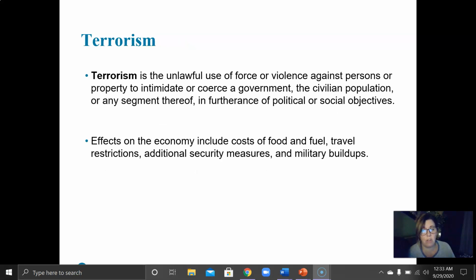Terrorism is the unlawful use of force or violence against persons or property to intimidate or coerce a government, the civilian population, or any segment within, for furtherance of political or social objectives.